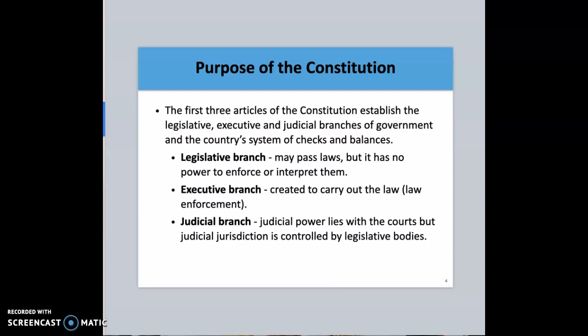The executive branch was created to carry out the law. And so for the criminal justice system, for example, law enforcement is considered part of the executive branch of government.